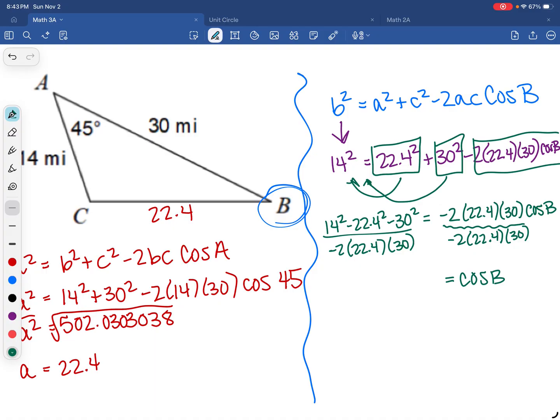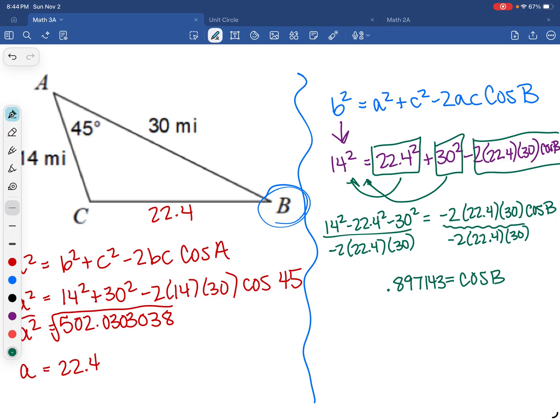So let's see. Typing this in, alpha y equals enter. So I have 14 squared minus 22.4 squared minus 30 squared all over -2 parenthesis 22.4 parenthesis 30. Okay, all is one giant thing. And our answer seems weird, but it's not because we're finding the angle. Remember, we have to do the arc stuff. I'm going to go this far, just because I ran out of room.